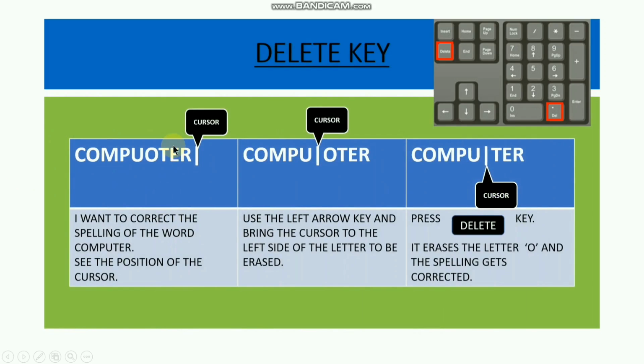Suppose I have typed computer and I want to correct the spelling of the word computer. Now first you see the position of the cursor. The cursor is here. Now use the left arrow key and bring the cursor to the left side of the letter to be erased. Then press delete key. It erases the letter O and the spelling gets corrected.